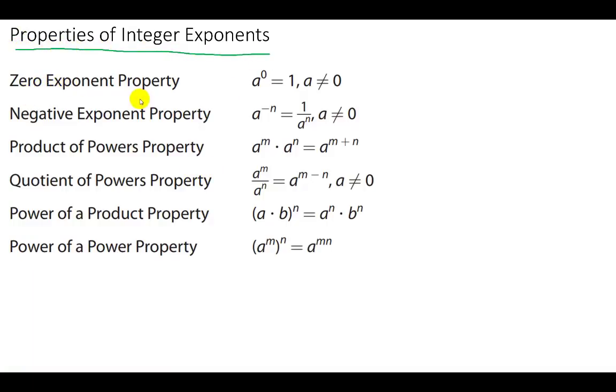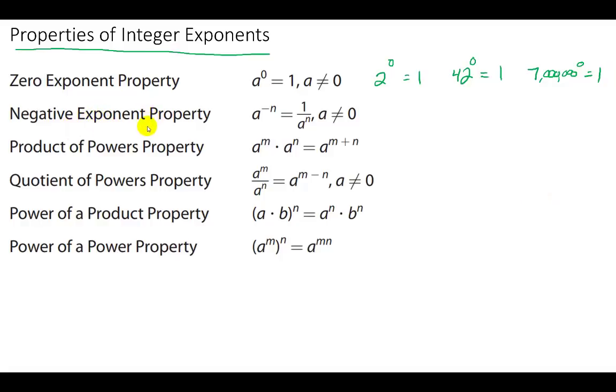So there are multiple properties of integer exponents. The zero exponent property says any value raised to the 0 is 1. So if I have 2 to the 0, it becomes 1. If I have 42 to the 0, it also becomes 1. If I have 7 million raised to the 0, it also is 1.